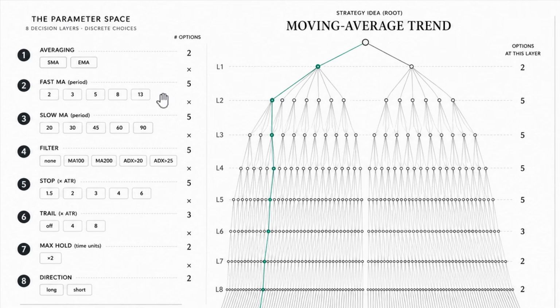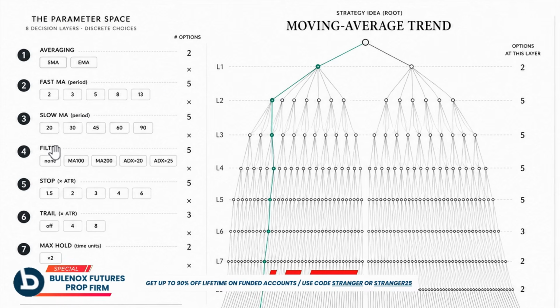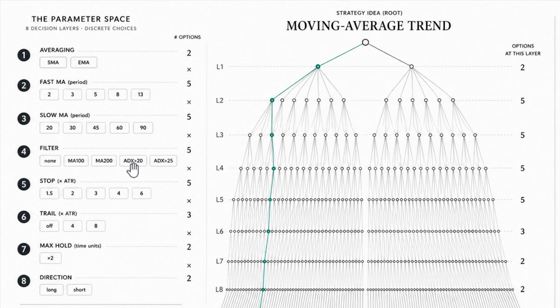Now after that, we're going to need a filter or a directional bias. Think of it like the higher time frame. For that, we're going to use either none, or the moving average of 100, 200, and the ADX above 20 or the ADX above 25. Here's the thing. For example, one strategy is going to use the EMA, with 5 for the fast EMA, 60 for the slow EMA, and for the filter, the moving average of 200.